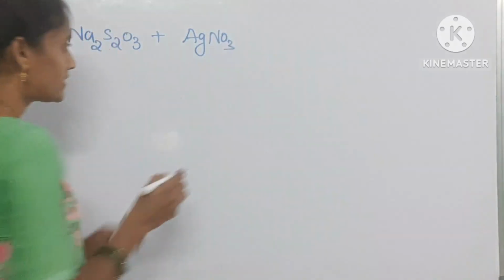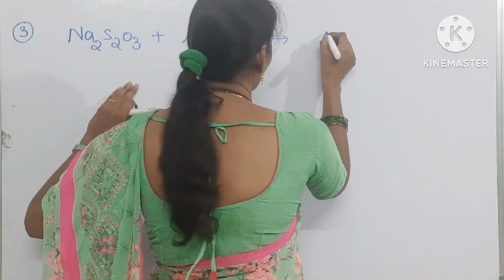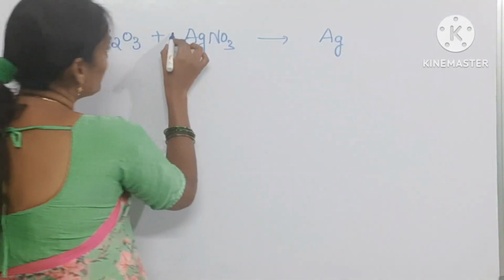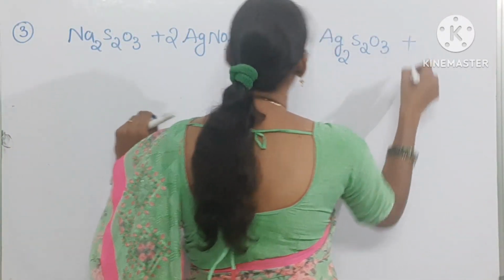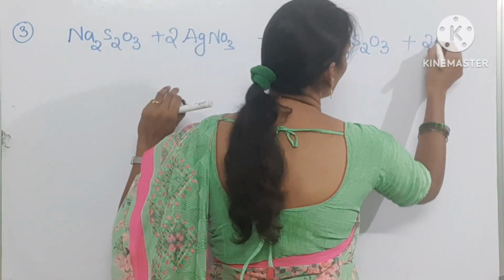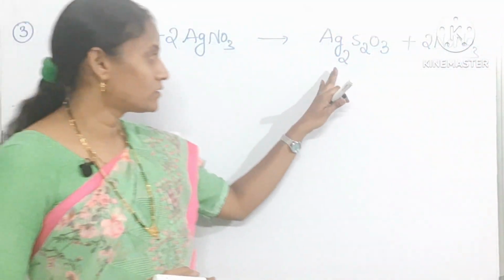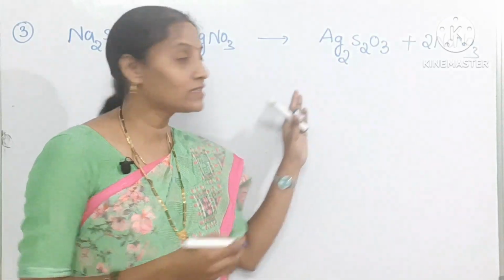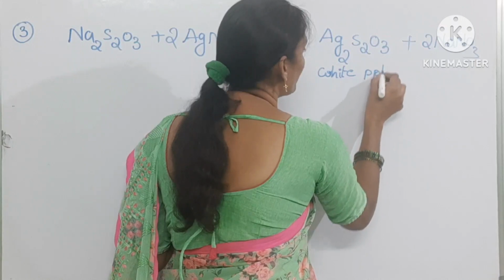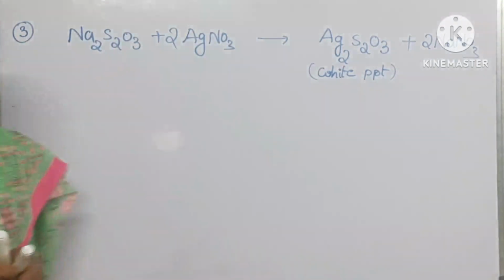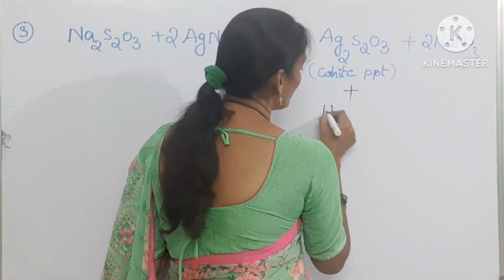Na2S2O3 reacting with AgNO3, silver nitrate. Remember this is hypo. You need to take 2 moles, so you will get Ag2S2O3, along with 2 moles of NaNO3. This is silver thiosulfate. It is a white precipitate, and this white precipitate is soluble in water, so you can also write it like this.